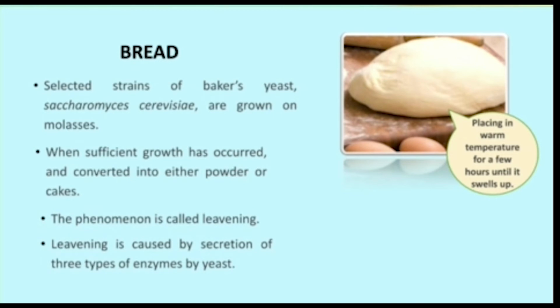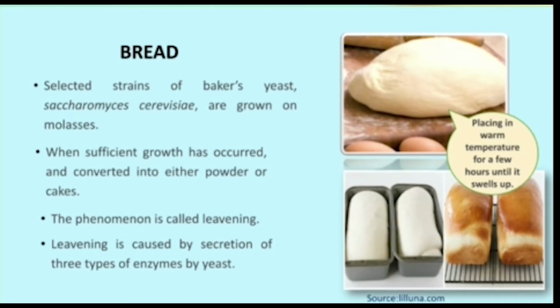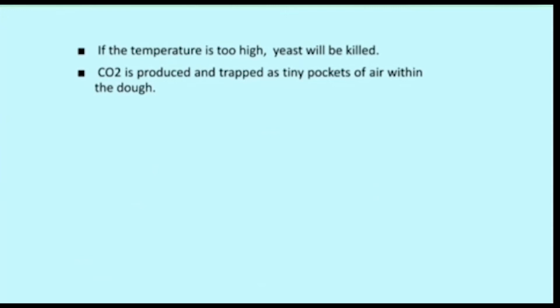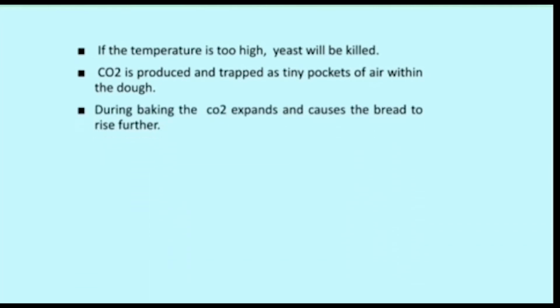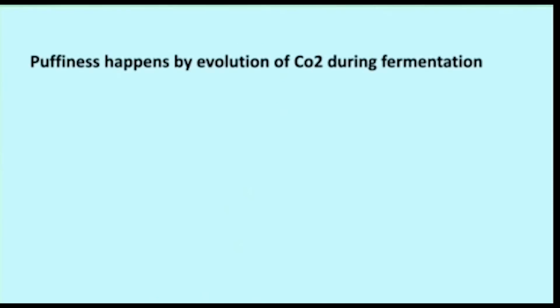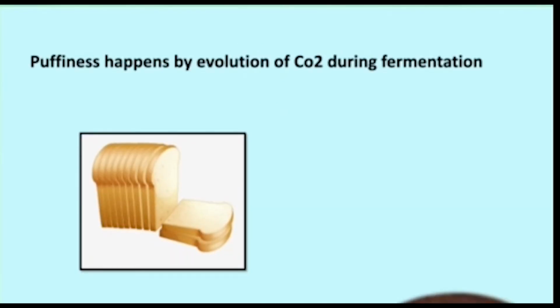Leavening is caused by secretion of 3 types of enzymes by yeast. If the temperature is too high, for example during the cooking process, the yeast is killed. During fermentation, carbon dioxide is produced and trapped as tiny pockets of air within the dough. This causes it to rise. During baking, the carbon dioxide expands and causes the bread to rise further. The alcohol produced during fermentation evaporates during the bread baking process. Bread gets a puffy appearance.